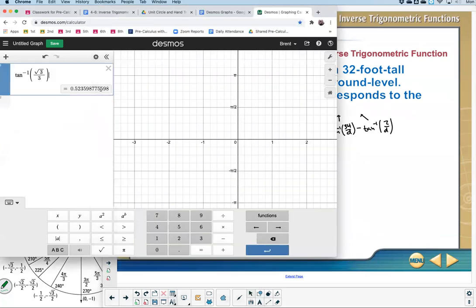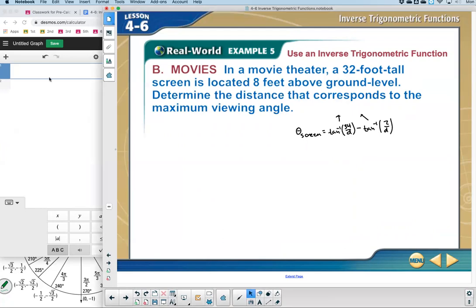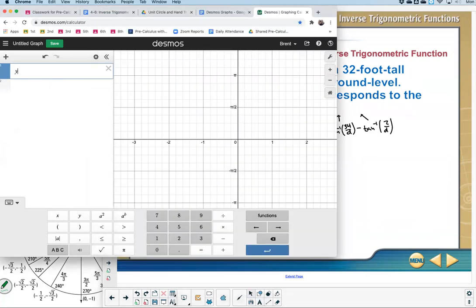So when I graph this time, I'm going to use the calculator to help me out. I'm going to type this in as y equals, not theta screen. So y equals tangent inverse, so power of -1, and instead of 34 divided by d, I'm going to say 34 divided by x for Desmos' sake. And we're going to subtract the tangent inverse, power -1 of 2 divided by x. And I'm looking for the maximum y value.